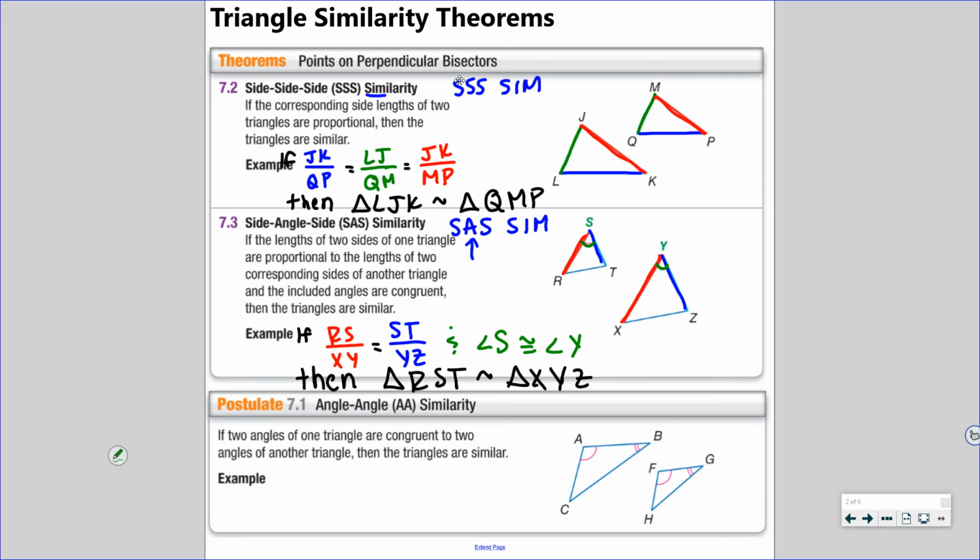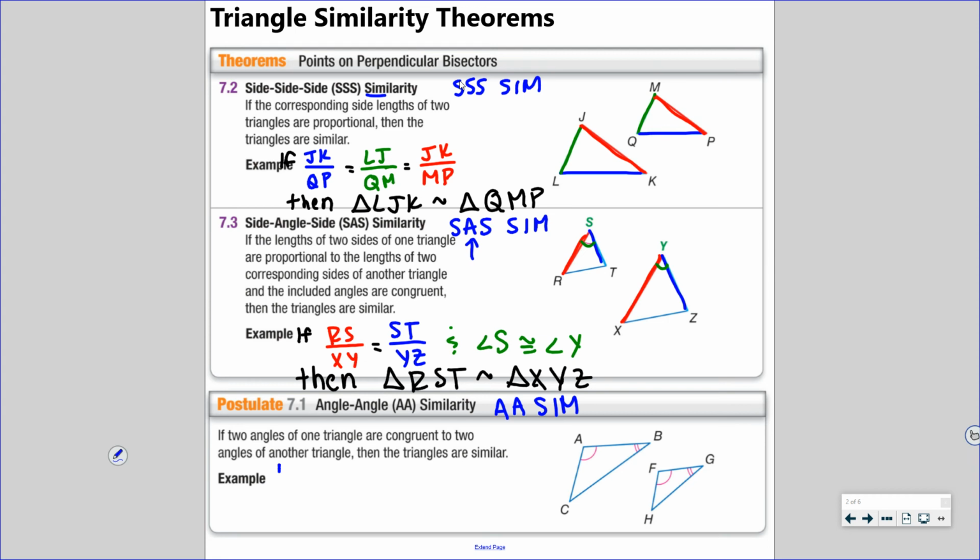This one's cool. Angle sim. This theorem says if two angles of one triangle are congruent to two angles of another triangle, then the triangles are similar. Why do we only need to show two angles are congruent? Because the third one would be the same. Yeah, the third one would have to be the same. So we don't even have to check all three, because if we can at least just show two, the third one's also going to be congruent. And if all the angles are congruent, then the triangles are going to be similar.